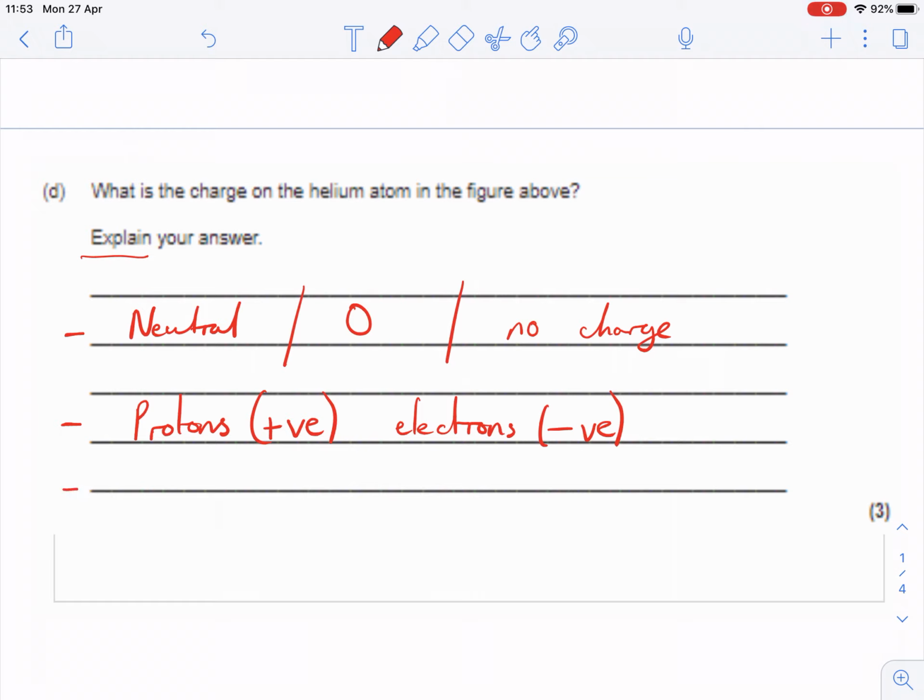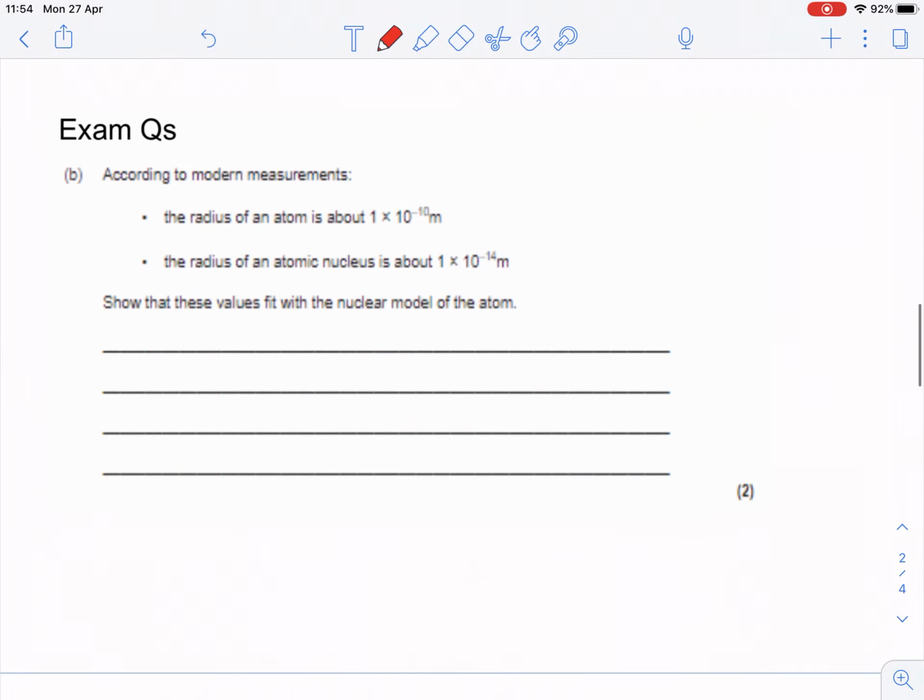And the third mark is to say that the number of protons is equal to the number of electrons. So equal numbers of protons and electrons. So that means that they would cancel each other out. So if you had 2 protons, then you have 2 electrons. Overall, that's going to give you a charge of 0. Hope that makes sense. So, just scrolling on to our next question here.